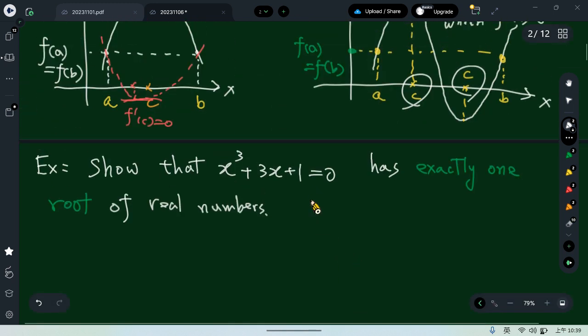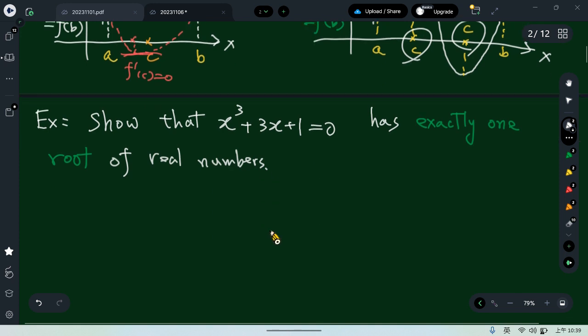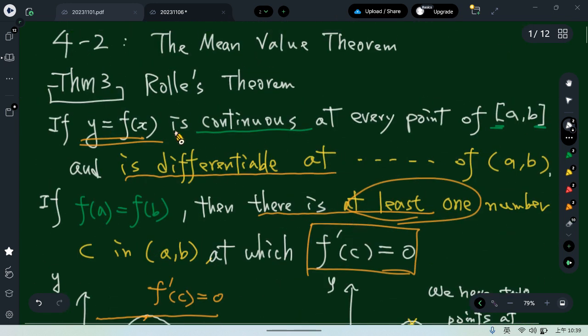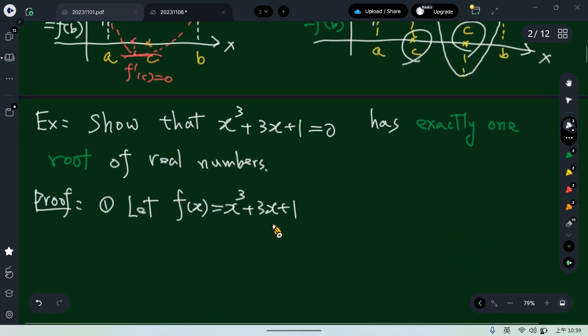So we can use Rolle's theorem to prove it. Okay, so let's just try to prove it. The first thing is that f of x is equal to x cubed plus 3x plus 1. So it's a continuous function, right? It's a polynomial function. It's a continuous function. So it meets the requirement of being continuous and also differentiable, because it's a polynomial function, it's also differentiable.